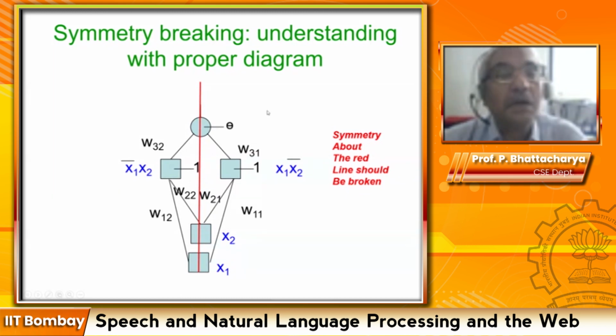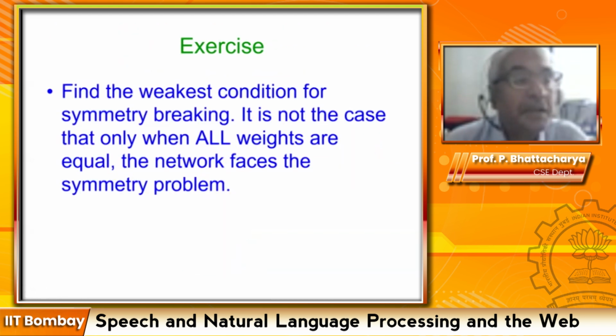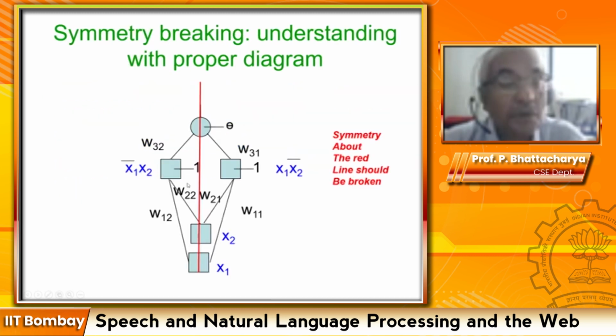So the exercise for you is the next statement. Find the weakest condition for symmetry breaking. It is not the case that only when all weights are equal, the network faces a symmetry problem. All you need is that the symmetrical weights around the spinal column of the neural network should be the same. So only these two weights need to remain the same. We do not worry about a neuron to neuron comparison. From the same neuron going to the next layer, what is the value of the weights? That is what is of concern.